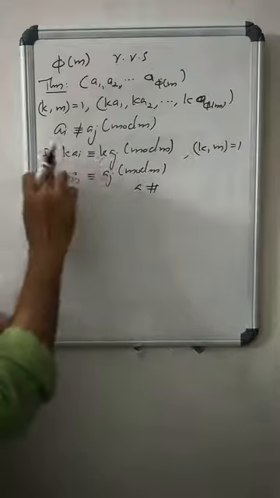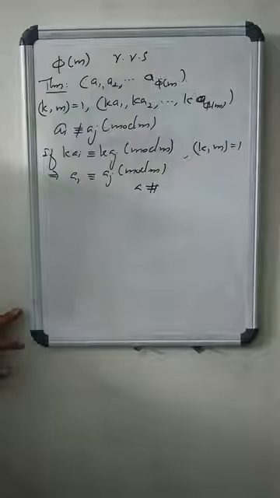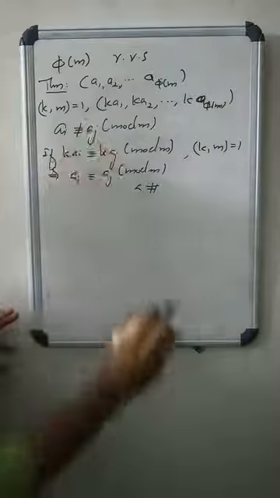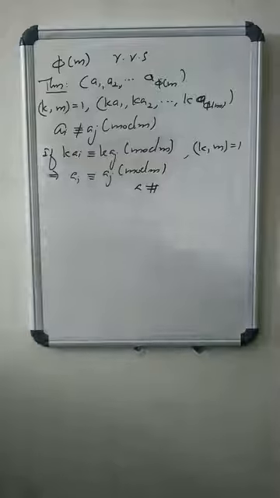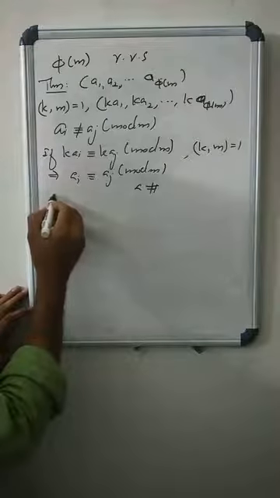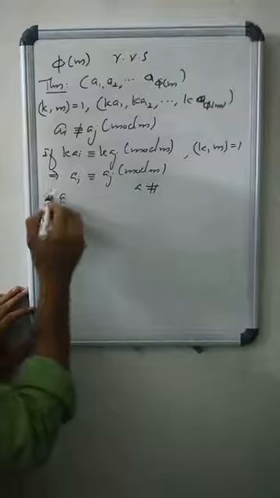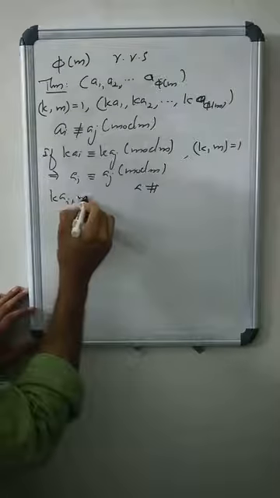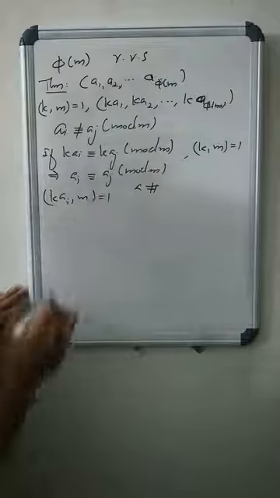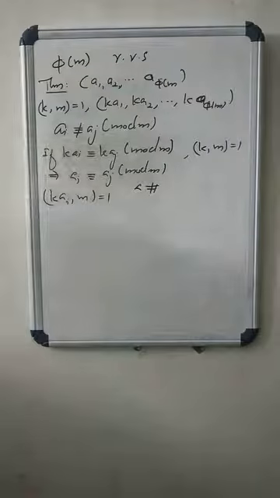Therefore, we can conclude that kai is not congruent to kaj mod m. That means ka1, ka2, etc., ka phi of m also form a reduced residue system. Now since k and m are relatively prime, and ai and m are relatively prime, therefore k, ai, and m are also relatively prime. Therefore, it satisfies the definition of reduced residue system.